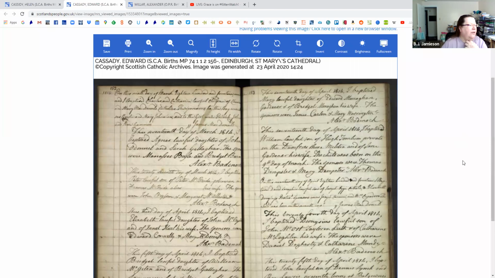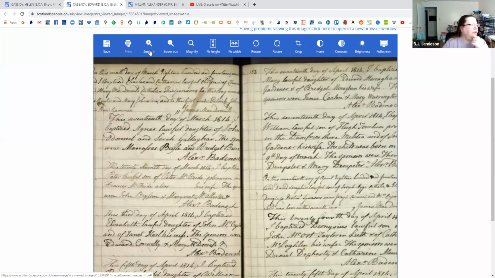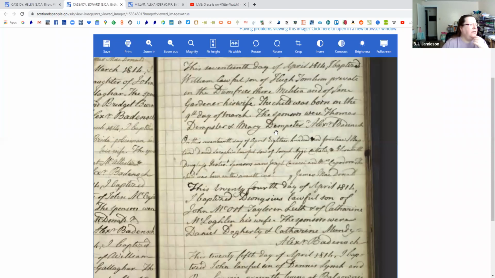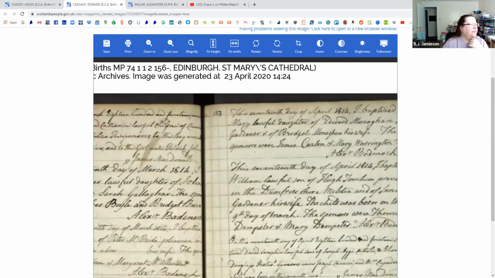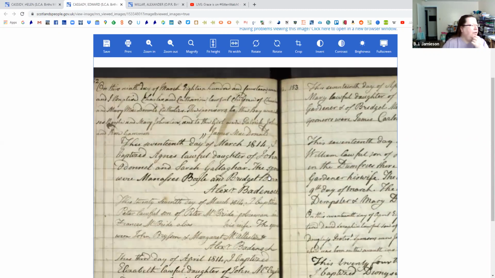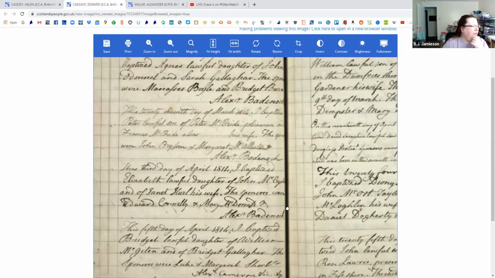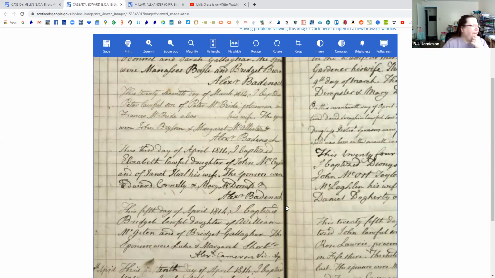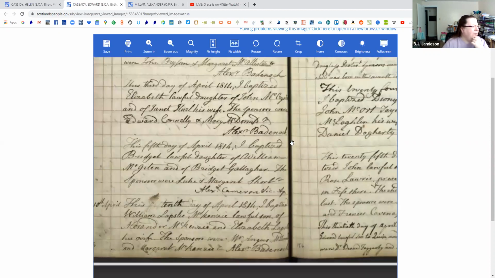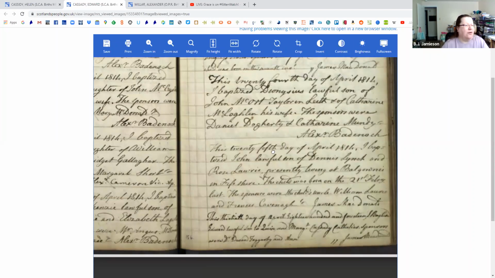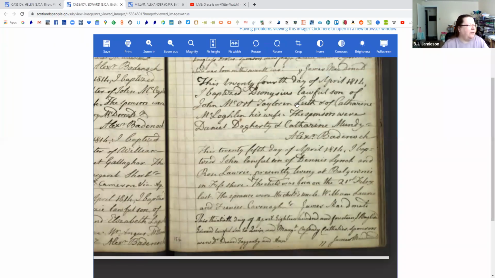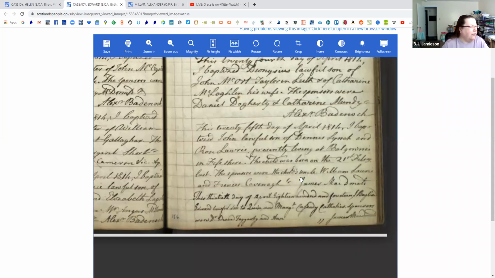Here's one. Why did I pull this one up? Again, looking at the sponsors on the baptisms can be very helpful. And I don't remember which one of these was the reason I pulled this one up. The caffeine hasn't quite penetrated my brain. Oh, I think it was this one down here. No, yeah.